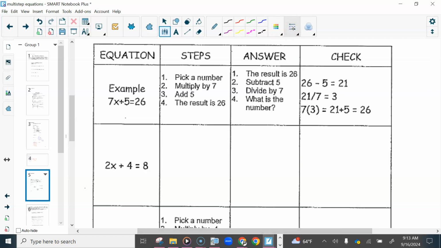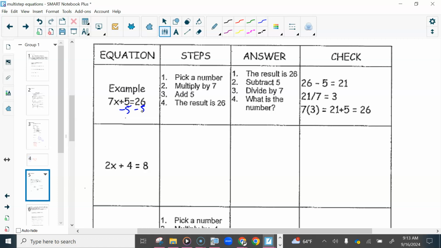Okay, so this is like a different way to double check yourself by kind of putting it into words. So we have some equation, and this really only works if it's a two-step equation. The pick a number is your variable. It's multiplying it by 7. Adding 5, the result is 26. So the steps here kind of explain how we got the equation. Then in the answer, you're like solving it. You start with 26. You would subtract 5 on both sides to get the next part.